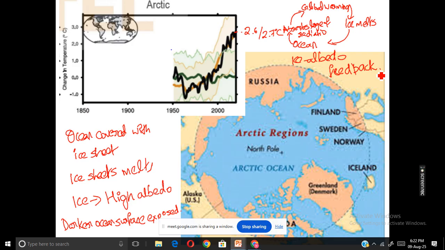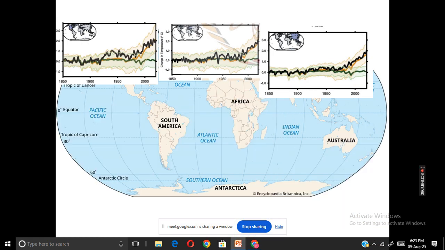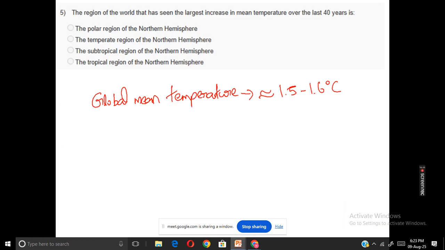And the process of this much amplified warming happening over the Arctic region is known as Arctic amplification. This particular phenomenon of the Arctic region experiencing almost double the warming compared to the global mean value is known as Arctic amplification. Okay.